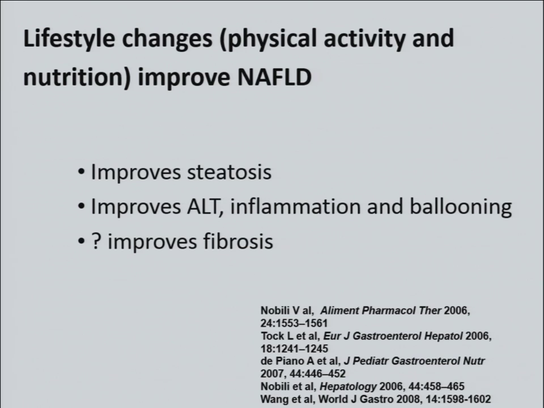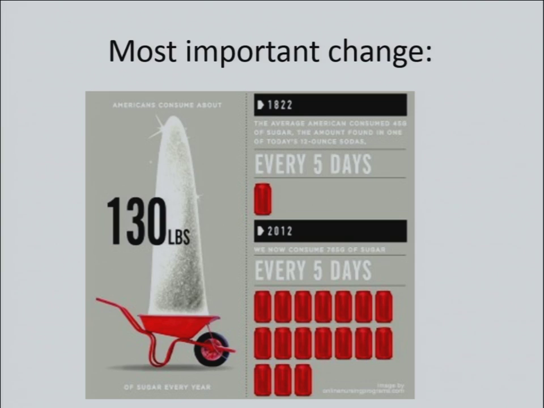Lifestyle changes have been proven to improve steatosis, they improve the ALT, they improve histology, so inflammation and ballooning. There's no study yet showing that it improves fibrosis, but in the placebo groups in these trials, you do see improvement in fibrosis in a percentage of the responders.